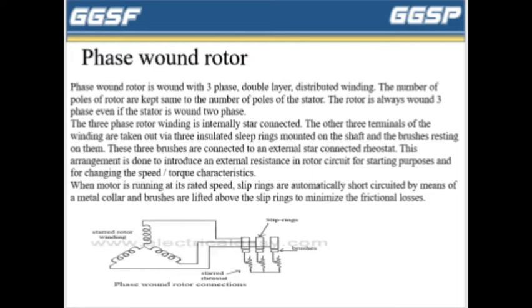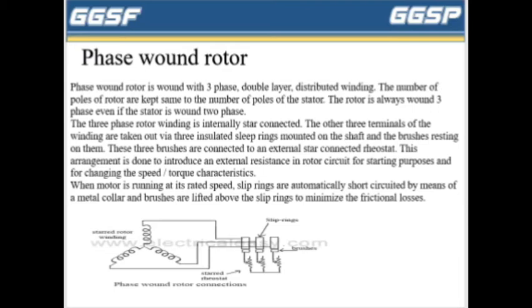Phase wound rotor. The phase wound rotor is wound with a three-phase double layer distributed winding. The number of poles of the rotor is kept the same as the number of poles of the stator. The rotor is always wound three-phase even if the stator is wound two-phase. The three-phase rotor winding is internally star connected. The other three terminals of the winding are taken out via three insulated slip rings mounted on the shaft and the brushes resting on them. These three brushes are connected to an external star-connected rheostat.